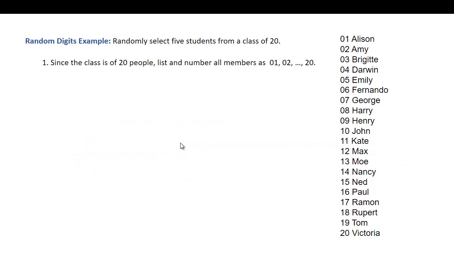So let's say we have 20 individuals. So capital N, the size of the population, is 20, and from those 20 individuals we want to randomly pick 5 individuals. The population size 20 has 2 digits in it, so we are going to label the individuals with numbers 01 to 20. So let's say 01 is Allison, 02 is Amy, and so on, and 20 is Victoria.